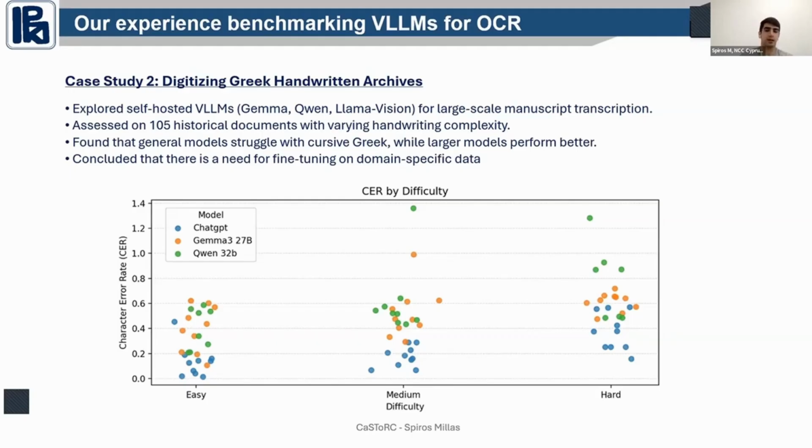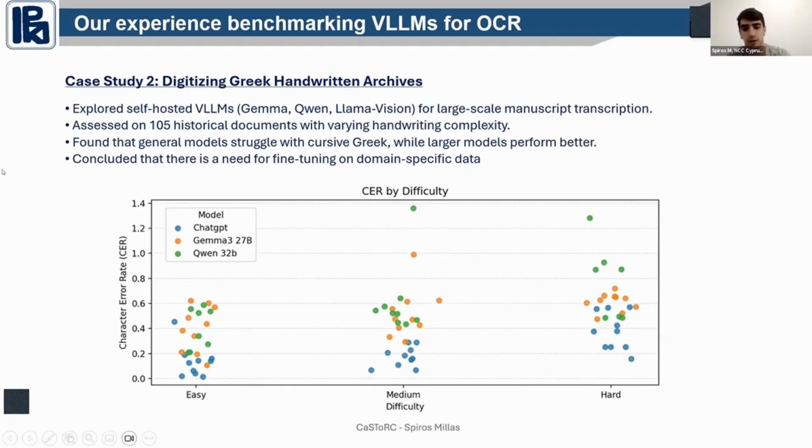And in this case, we explored self-hosted visual language models. We explored Gemma, Qwen, and Llama Vision, while also testing the performance of a very large model like ChatGPT. We evaluated 105 documents, dividing them into three difficulty categories: easy, medium, and hard. And you can see the results here.